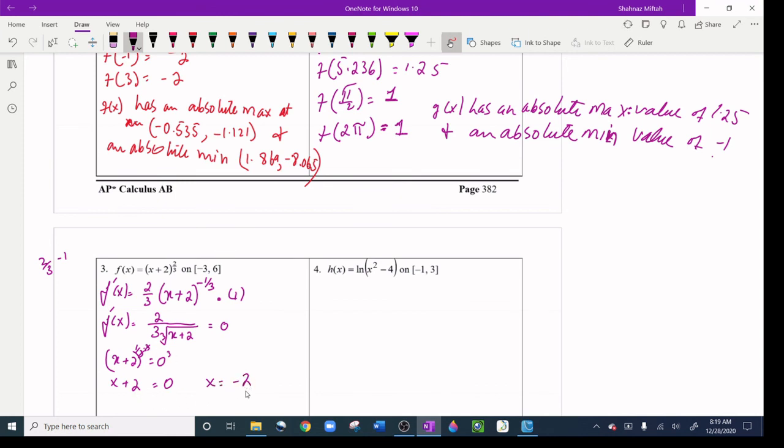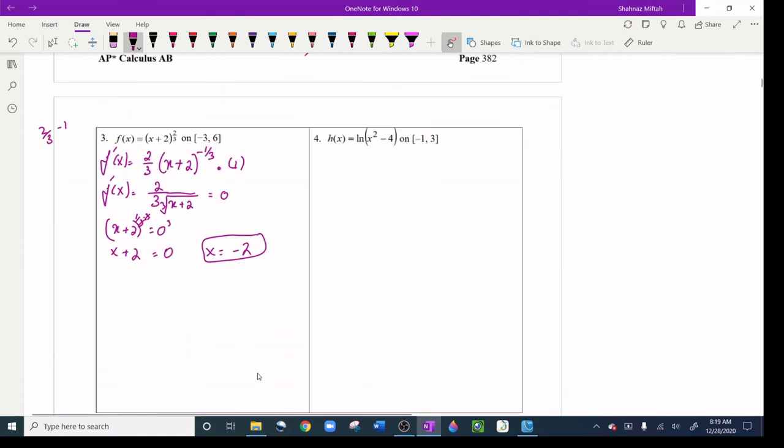This is what I got, negative 2. So negative 2 is my critical point, which I am going to plug into the original. So f of negative 2, and I'm also going to plug in f of negative 3 and f of 6. When I plug in negative 2, I got 0. When I plug in negative 3 in the original, I got 1. When I plug in 6 in the original, I got 4.